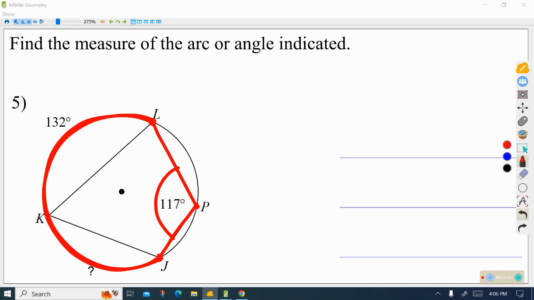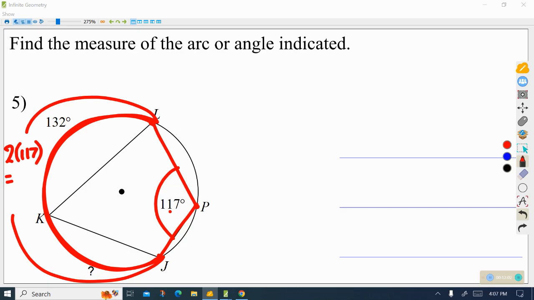And the 132 is only really giving us a piece, right? The 132 is telling us from there to there is 132, and so we don't know that other missing piece of JK. Well, actually we do, because this angle is 117. So what that tells me is this whole red arc actually has to be 2 times 117, and 2 times 117 is equal to 234. So because that's 234 for that arc, that then tells me that I have a number that I could figure out for this one.